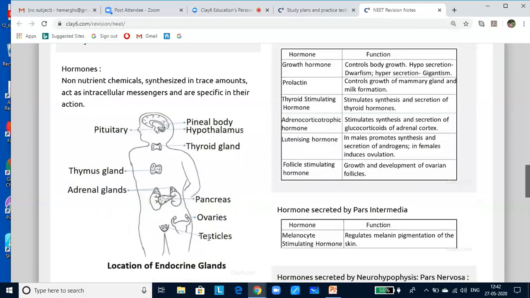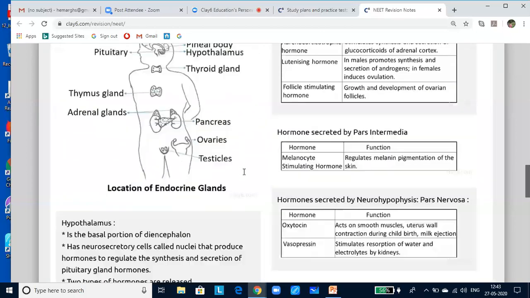And this diagram is very, very important, because they might ask you to identify the glands that are present and give you the choice. Now let us look into what the secretions of these endocrine glands are called. They are called hormones.